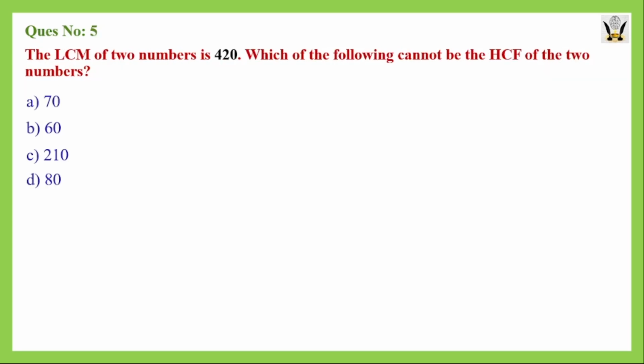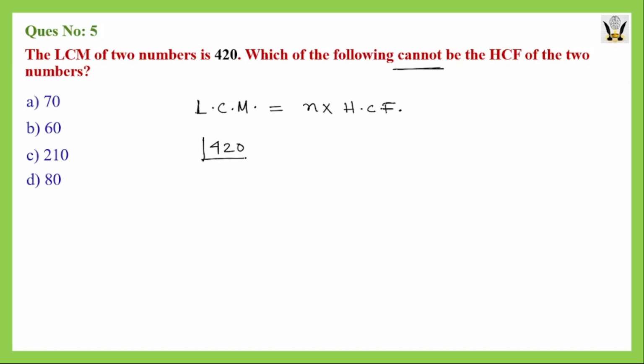Now the next sum says that LCM of two numbers is 420, then which of the following cannot be the HCF of the two numbers? So we need to follow this instruction that cannot be the HCF. We know that LCM is always a multiple of HCF. Now LCM value is given as 420.